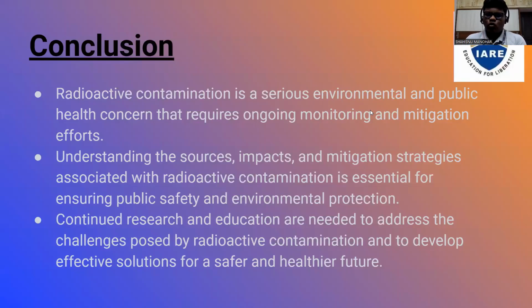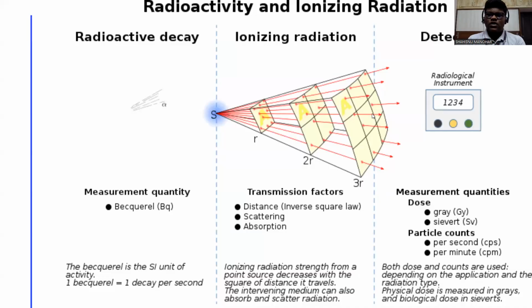As we're talking about the dose, both dose and counts are used depending on the application and the radiation type. It varies upon every radiological instrument used in different nations across the world. Physical dose is measured in grays, and biological dose in sieverts, which is also a measurement quantity for biological dose.